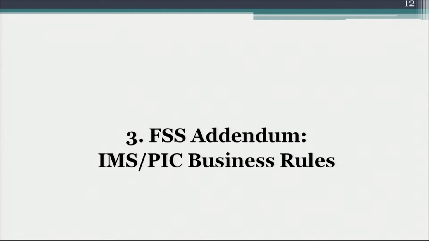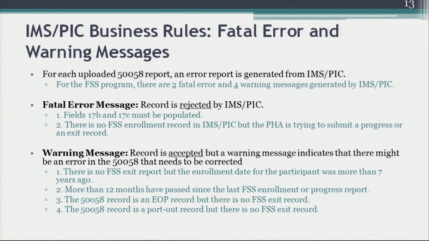The next section covers the IMS PIC Business Rules. When a 5.8 report is submitted to PIC, a set of data validation checks is provided within the PIC system, and an error report is generated.